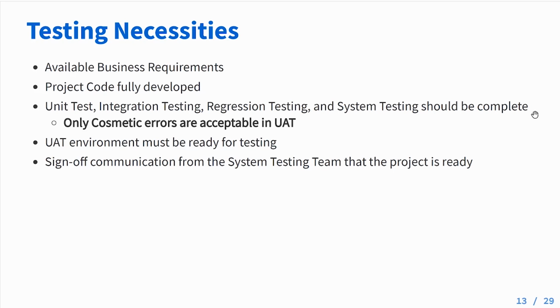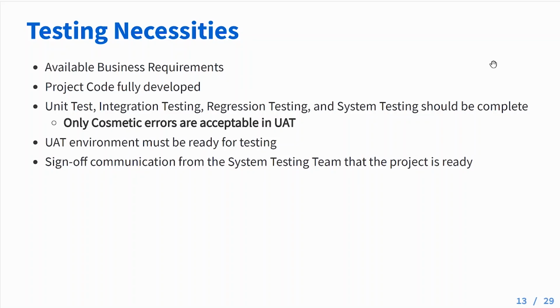We're going to jump straight into execution. So when we're executing, we want to make sure that we have some testing necessities in place. These are going to be things like available business requirements. So we want to make sure that we have a full list of business requirements available. 2, we want to make sure that our project code is fully developed. 3, we want to make sure that all unit testing, integration testing, regression testing, and system testing are complete. For this one, we want to make sure that we're basically bug-free and that only cosmetic errors are acceptable.